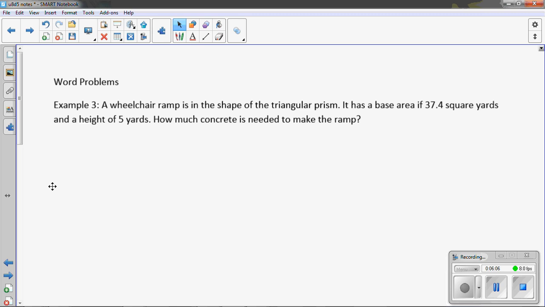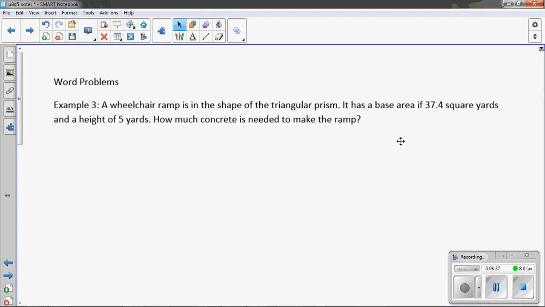And then word problems, well, we're going to go ahead and do one together. That's it. So word problems, a wheelchair ramp is in the shape of a triangular prism. Okay? It has a base area of 37.4 square yards and a height of 4 yards. How much concrete is needed to make the ramp? Well, you can't just build up the sides. We're talking about concrete. That's too heavy. So we actually fill a rectangular prism to make that ramp. We have a solid ramp.